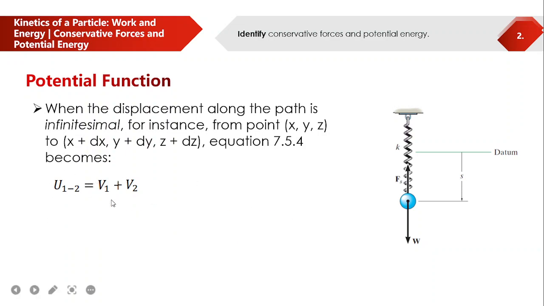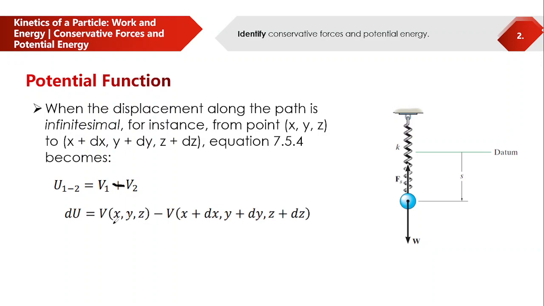Okay? So, to solve for the work from 1 to 2, that will be V1 plus V2. No, this is minus, class. Okay, change lang natin para hindi kayo malito. This is negative. Minus yan, minus. Not positive. Okay? So, dU is equals to V of xyz minus V of x plus dx, y plus dy, z plus dz. So, dU is equals to negative dV xyz. Okay?